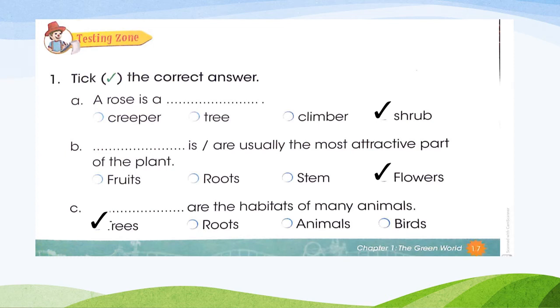So trees are the habitat of many animals, just like the parrot. A parrot lives on a tree. So the habitat of an animal, just like a bird, just like a parrot, is a tree. Okay, I hope that you have understood this.